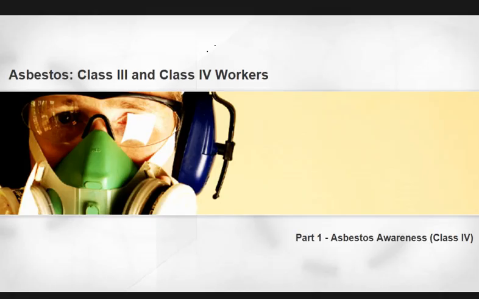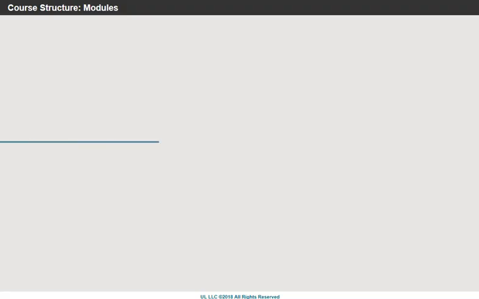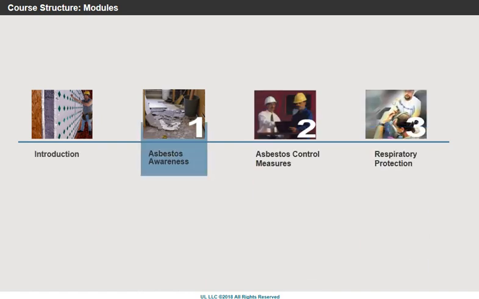Welcome to Part 1 of our training course on asbestos, Class 3 and Class 4 workers. This part is designed for persons designated as Class 4 asbestos workers. This training course is divided into 3 separate learning parts. The first part, Asbestos Awareness, will describe asbestos, its health effects, where it is commonly found, and ways to prevent exposure.